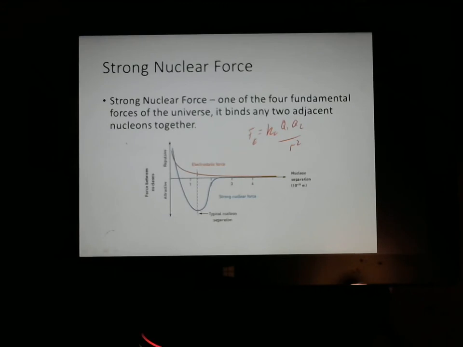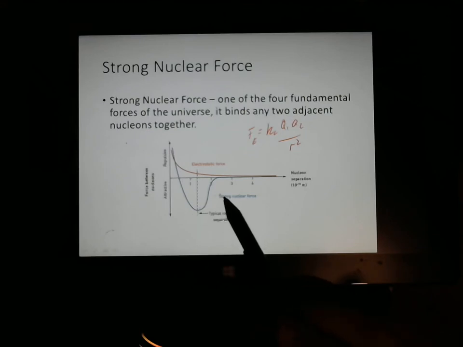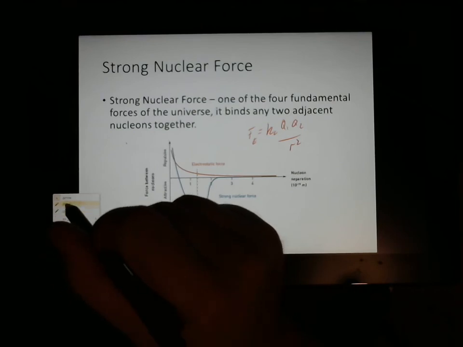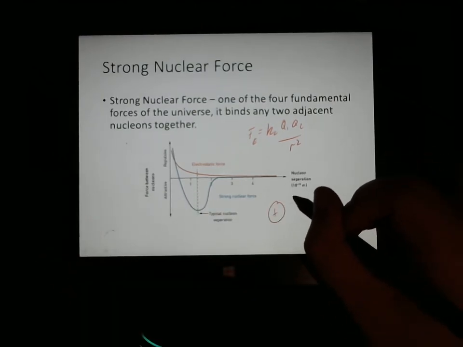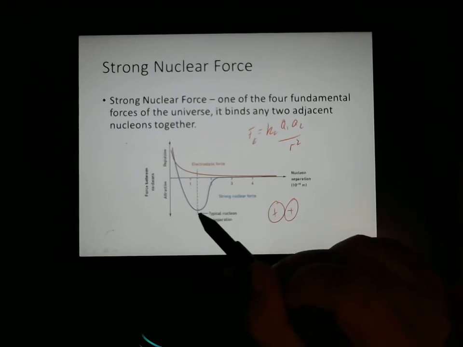So inside an atom, this is what we call here the typical nucleon separation. So from here to go 2 or 3 nucleons away, so if I just go back to my pen, if I have 2 positives next to each other, well, we've got this.